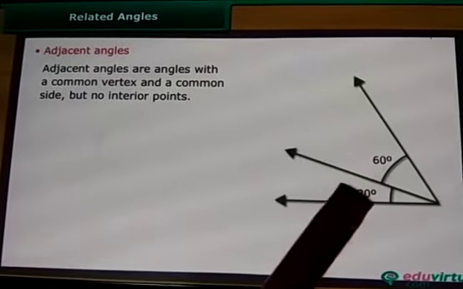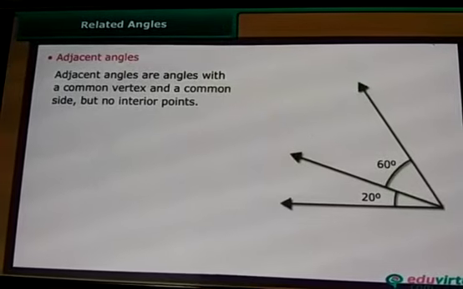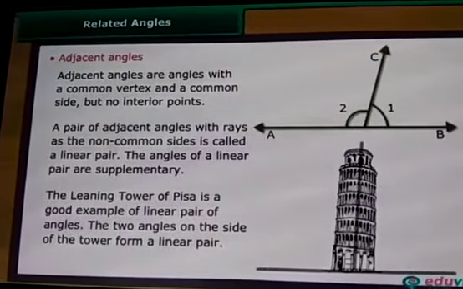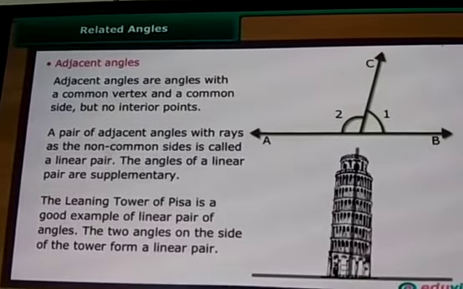Inside there are no points. This type of angles are known as adjacent angles. One more example you can see here. Adjacent angles are angles with a common vertex and a common side but no interior point.